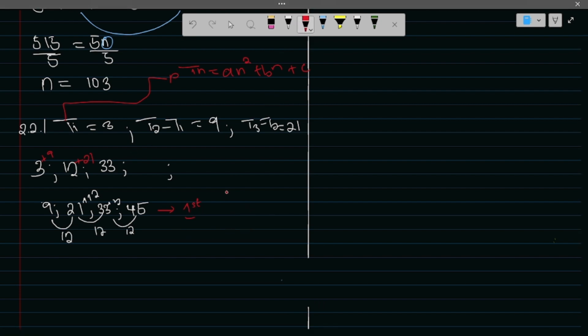So basically this is what? This is the first difference. And then this is what? This is the second difference, right?